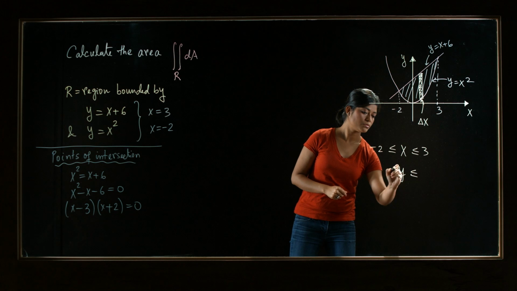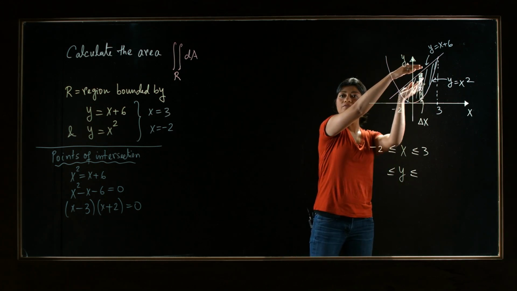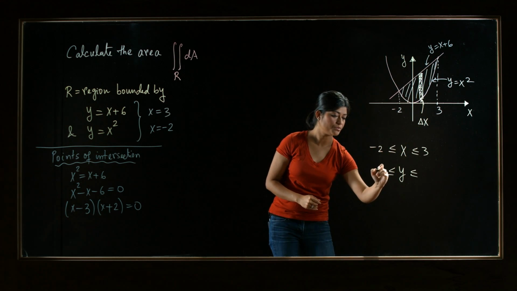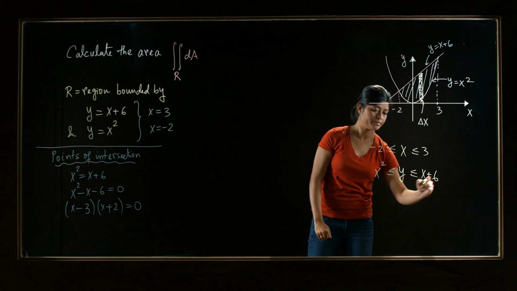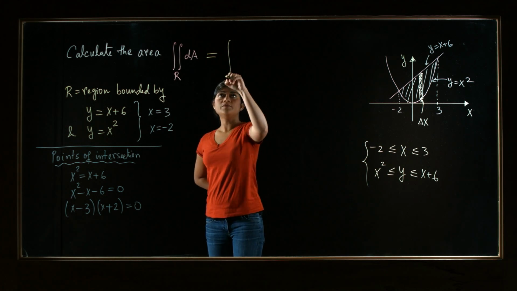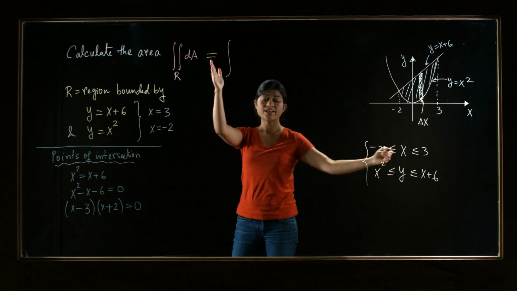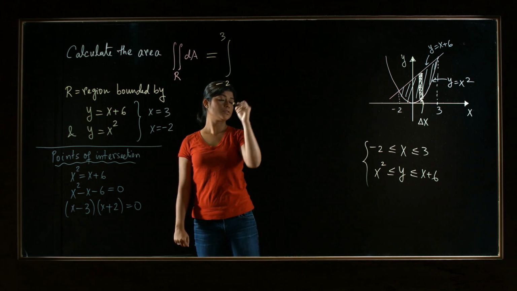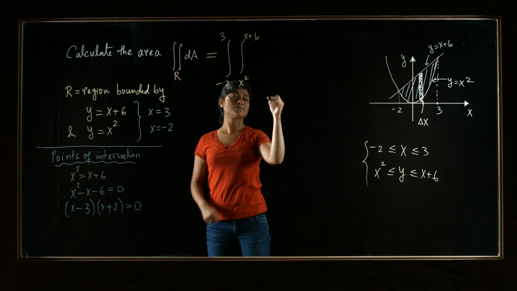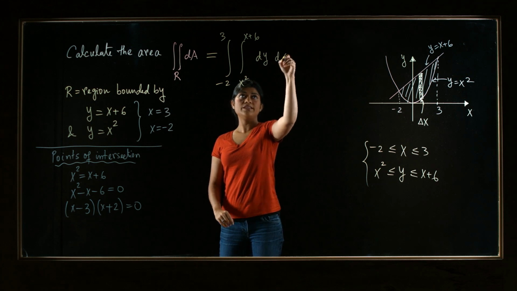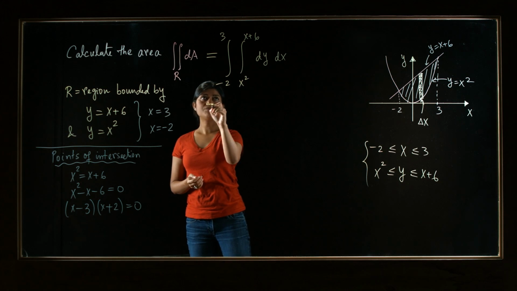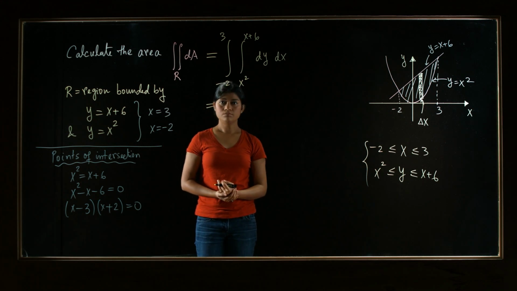Now look at the y bounds. Now y is between the two curves. The lower one is x squared, the upper one is x plus 6. So it's between x squared and x plus 6. Okay, so we have our bounds. Now let's rewrite this double integral. Remember, the outer integral is for x. So this one is negative 2 to 3. The inner one is for y, so x squared to x plus 6. And we have dy first and then dx, because x is the outer one. Now we just have to solve the integral and then we will find our area.